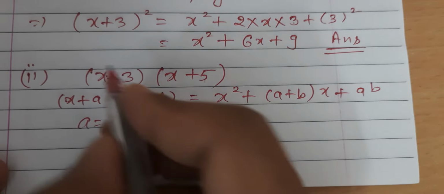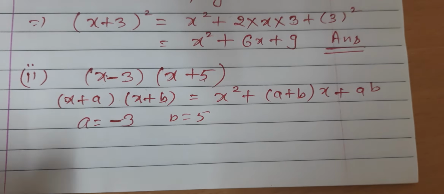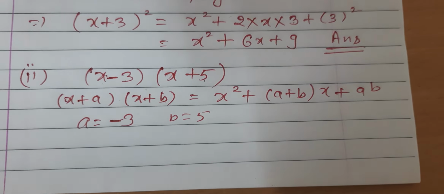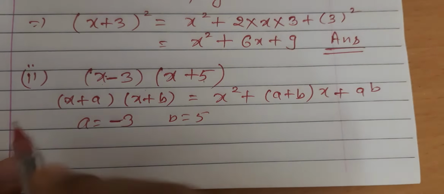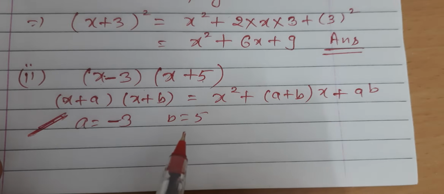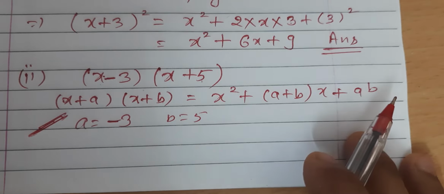It's not plus 3, because in the identity we don't have a minus sign. So here the value of a is not plus 3, the value of a is minus 3. Be careful: the value of a is minus 3, not plus 3. So now we can use the identity to find the product.